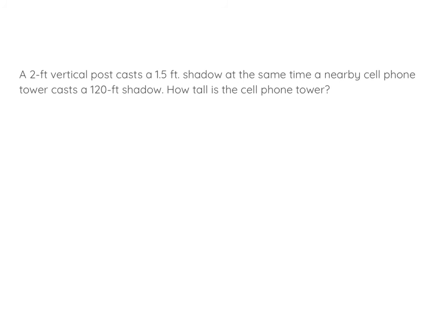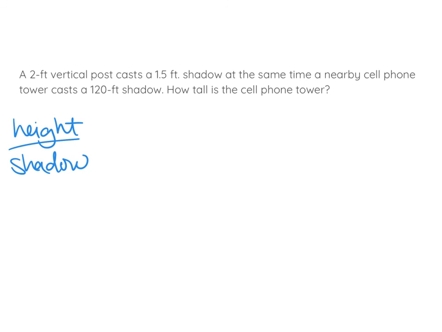So a 2-foot vertical post casts a 1.5-foot shadow. At the same time, a nearby cell phone tower casts a 120-foot shadow. How tall is the cell phone tower? So we're comparing two things here. We're comparing the height of the towers, and we're comparing the length of the shadows. Okay, so that's the biggest thing, figuring out what two variables we have.